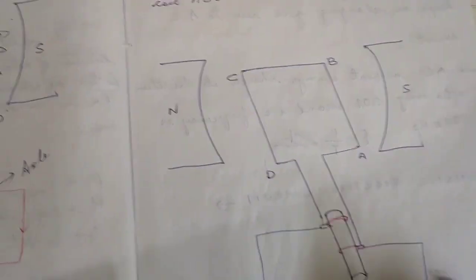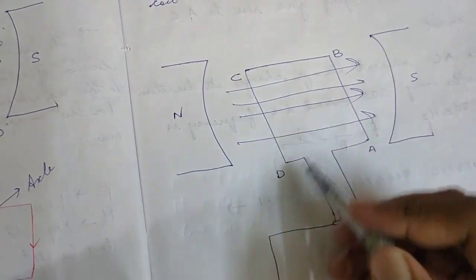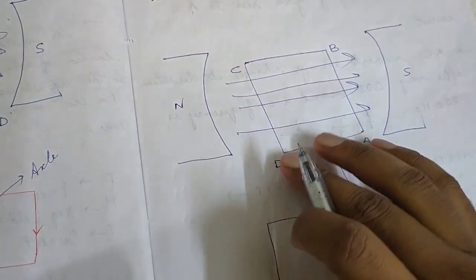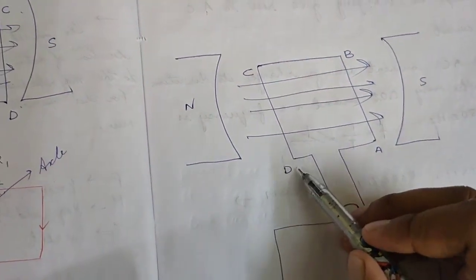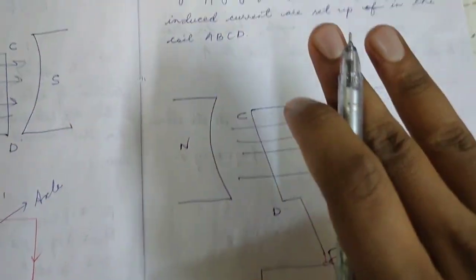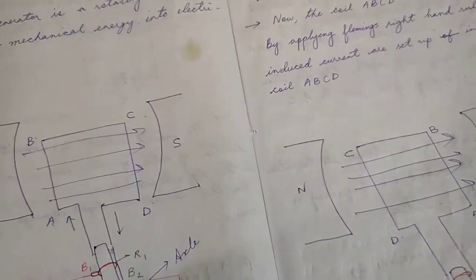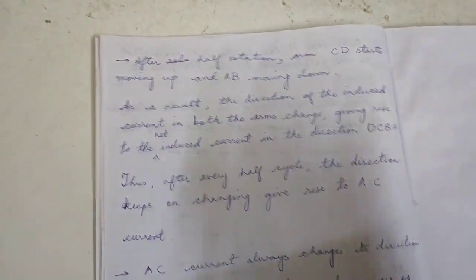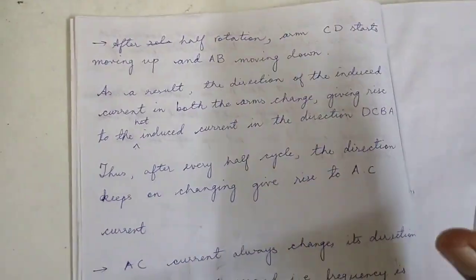In the second half, the diagram will be like this, where AB will go this side and D and C will come this side. Again the same principle, it will be rotated clockwise. Again the C and D portion will go upwards and AB will go downwards, and this will be continuously done. In every half cycle the direction of current keeps on changing: first positive, then negative, positive, negative.